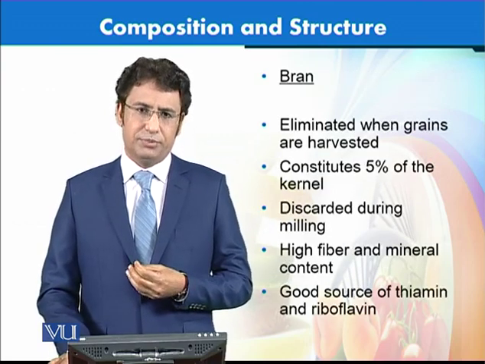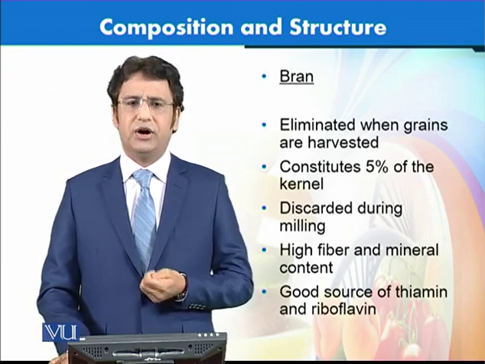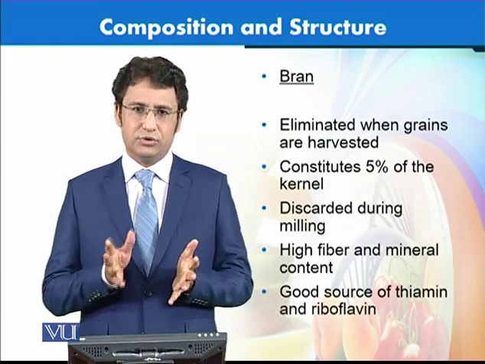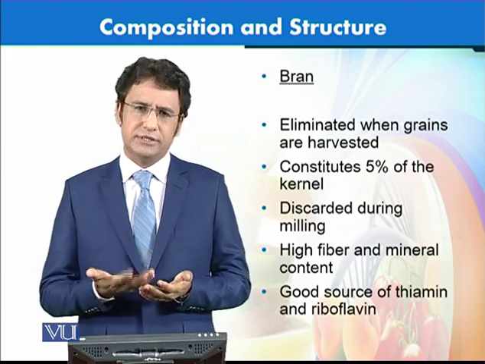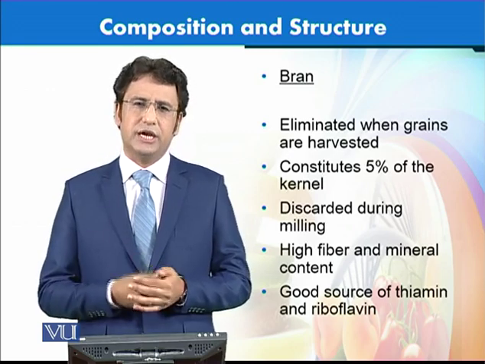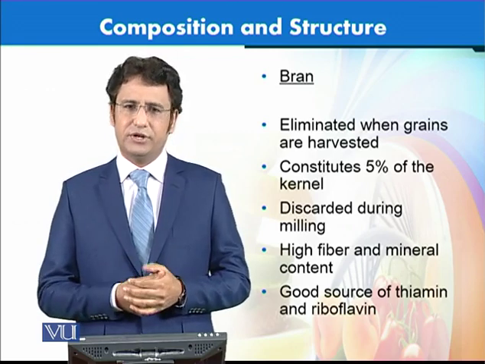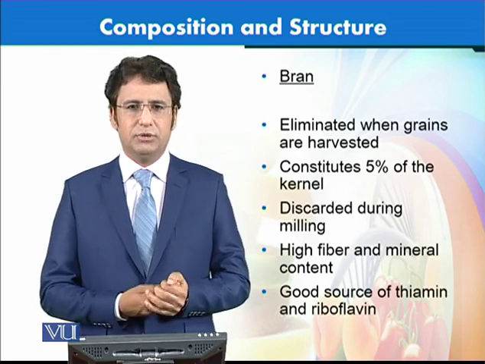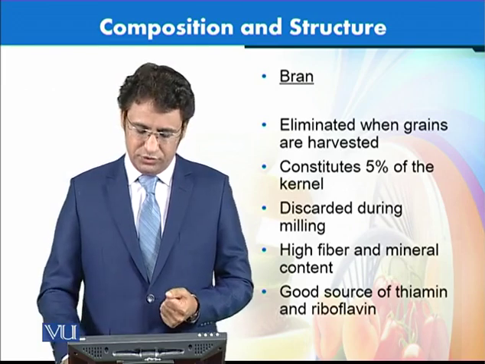If we talk about bran in detail, bran is generally removed in the process of harvesting of cereal grains. It consists of 5% of the total weight of a grain or a kernel. It is again discarded during the milling process. If we talk about its composition, it is high in fiber. It does have a lot of minerals as well. It does have a lot of vitamins such as thiamine and riboflavin. But because it is removed during the milling process, it would mean that we remove some of the nutritional value of these grains as well.